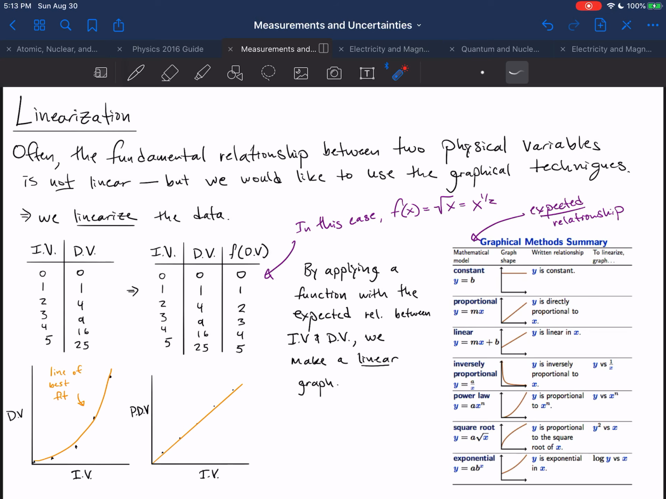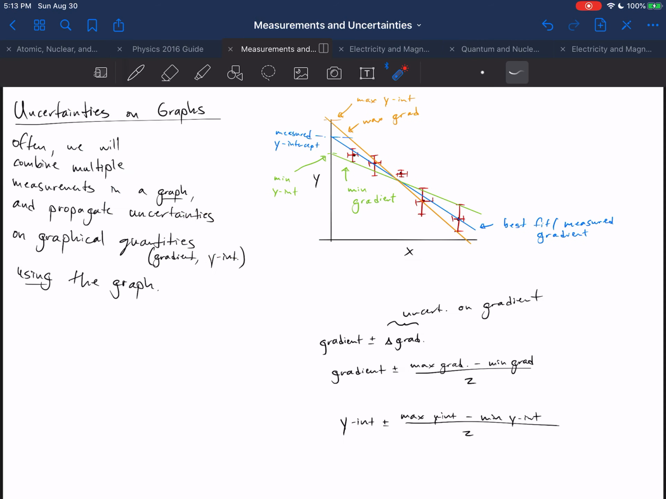All right, so in the last video, we discussed how in the future we're going to spend a lot of time propagating uncertainties on graphs by using our best fit line and then a maximum gradient and a minimum gradient, giving us a value for the gradient with an uncertainty on it and a value for the y-intercept and an uncertainty on that.